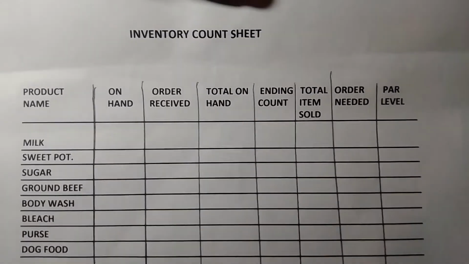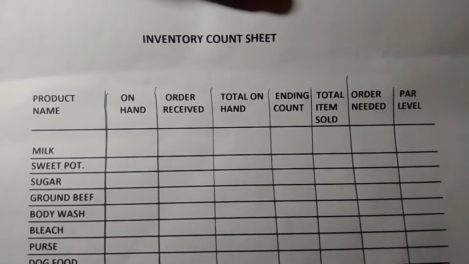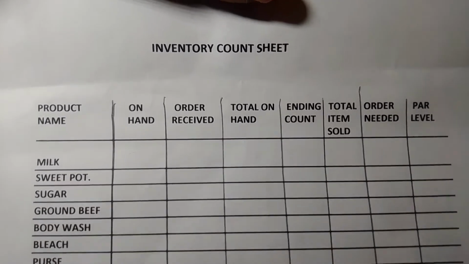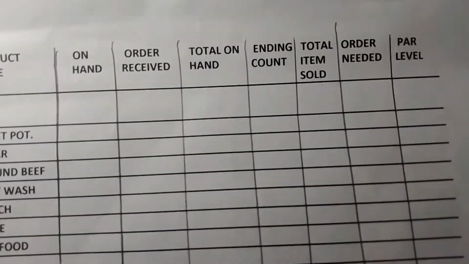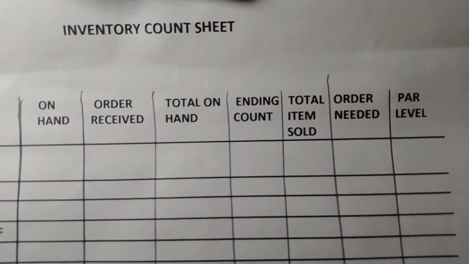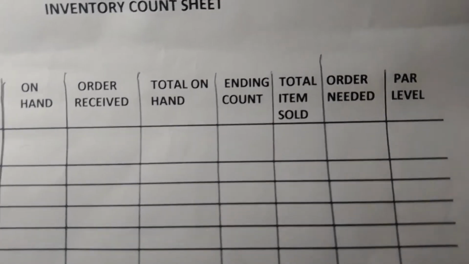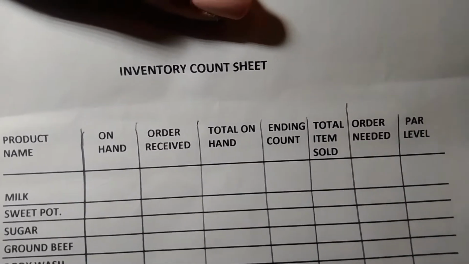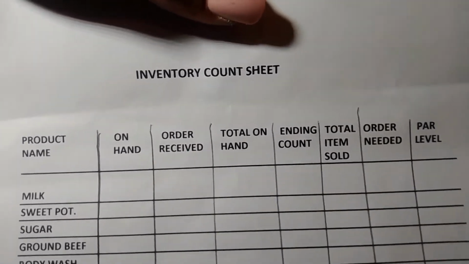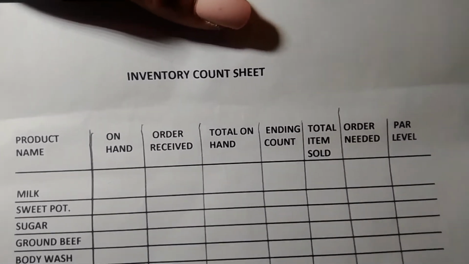So on that inventory count sheet, you should have 8 rows. And you're going to have your product in one row, on hand on the next row, order received the next row, total on hand the next row, ending count the next row, which we haven't counted this week yet, so we're not going to worry about that. We're just going to fill in those first 4, which is the product name.